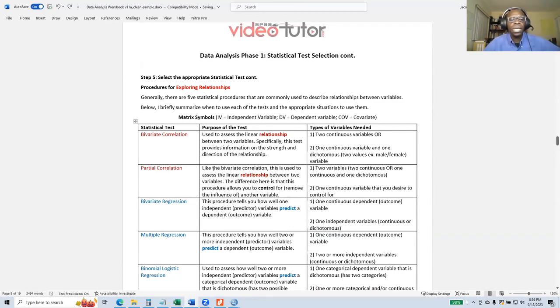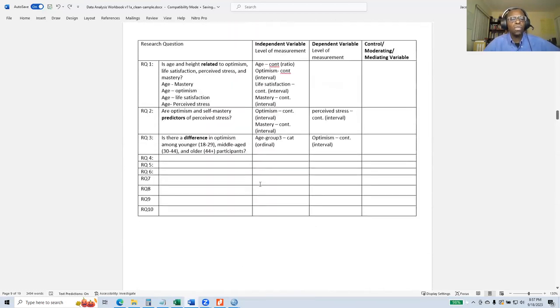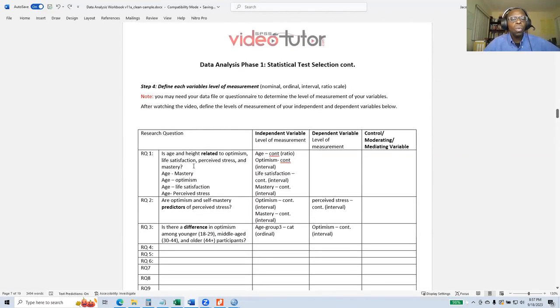Partial correlation. Like the bivariate correlation, this is used to assess the linear relationship between two variables. The difference here is that this procedure allows you to control for or remove the influence of another variable. So you've got two continuous variables and one continuous variable that you desire to control for. We're not trying to control for anything. There's no word of control in here. So we're not looking for control.